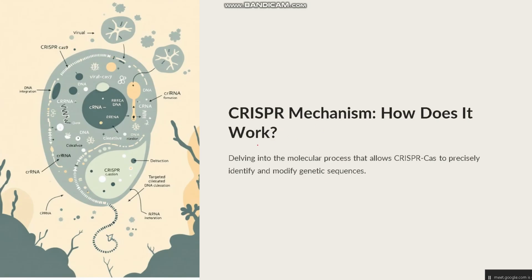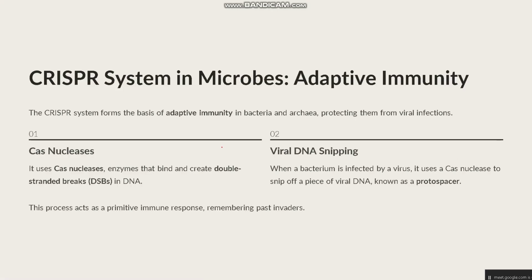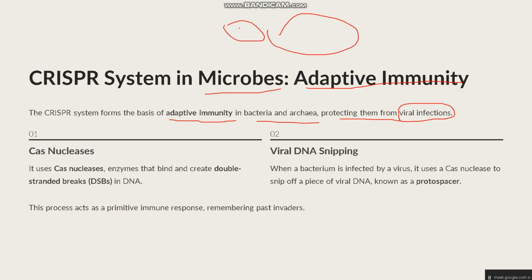So, the CRISPR mechanism: how does it work? We dive into the molecular process that allows CRISPR-Cas to precisely identify and modify genetic sequences. The CRISPR system in microbes is an adaptive immune system. The CRISPR system forms the basis of adaptive immunity in bacteria and archaea, protecting them from viral infections. When the virus attacks, that one is the virus, that one is the bacteria.